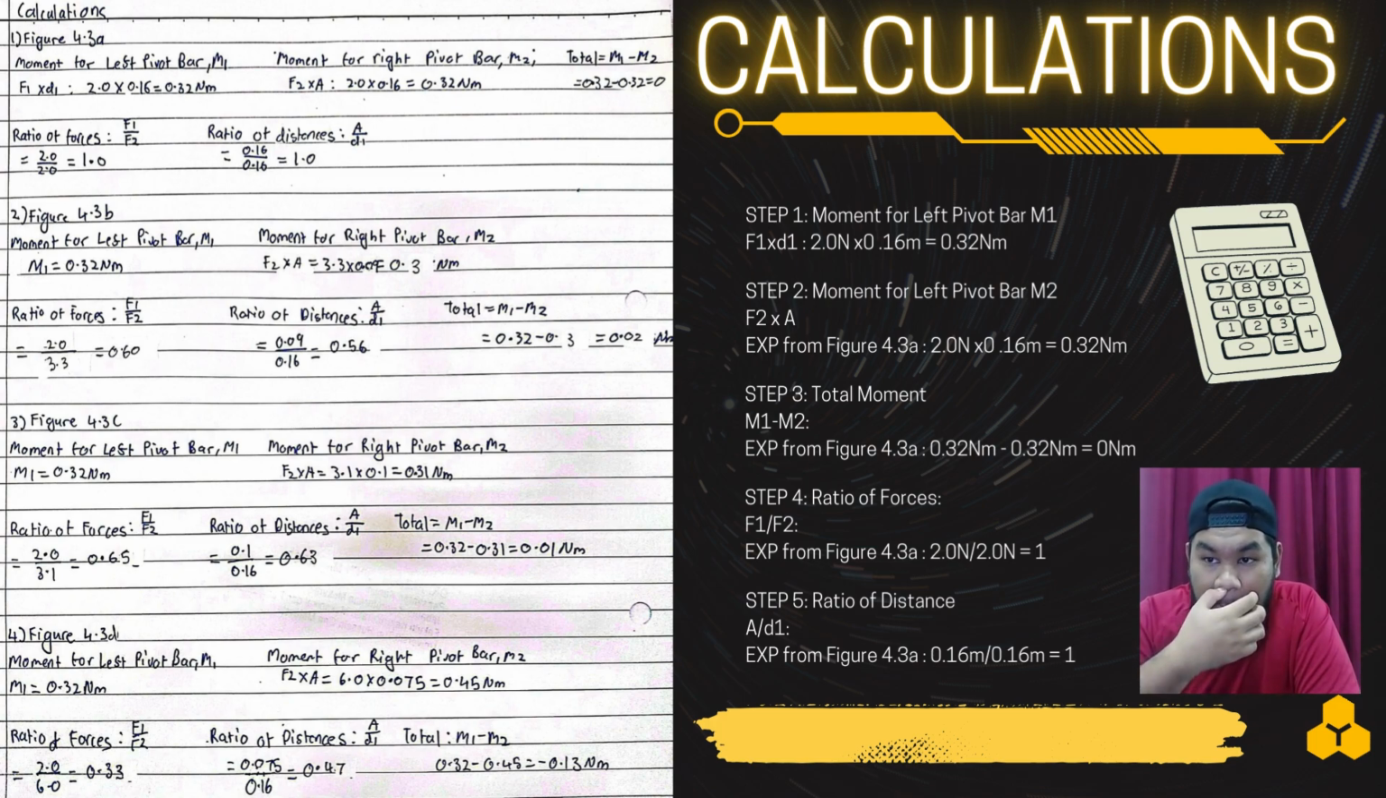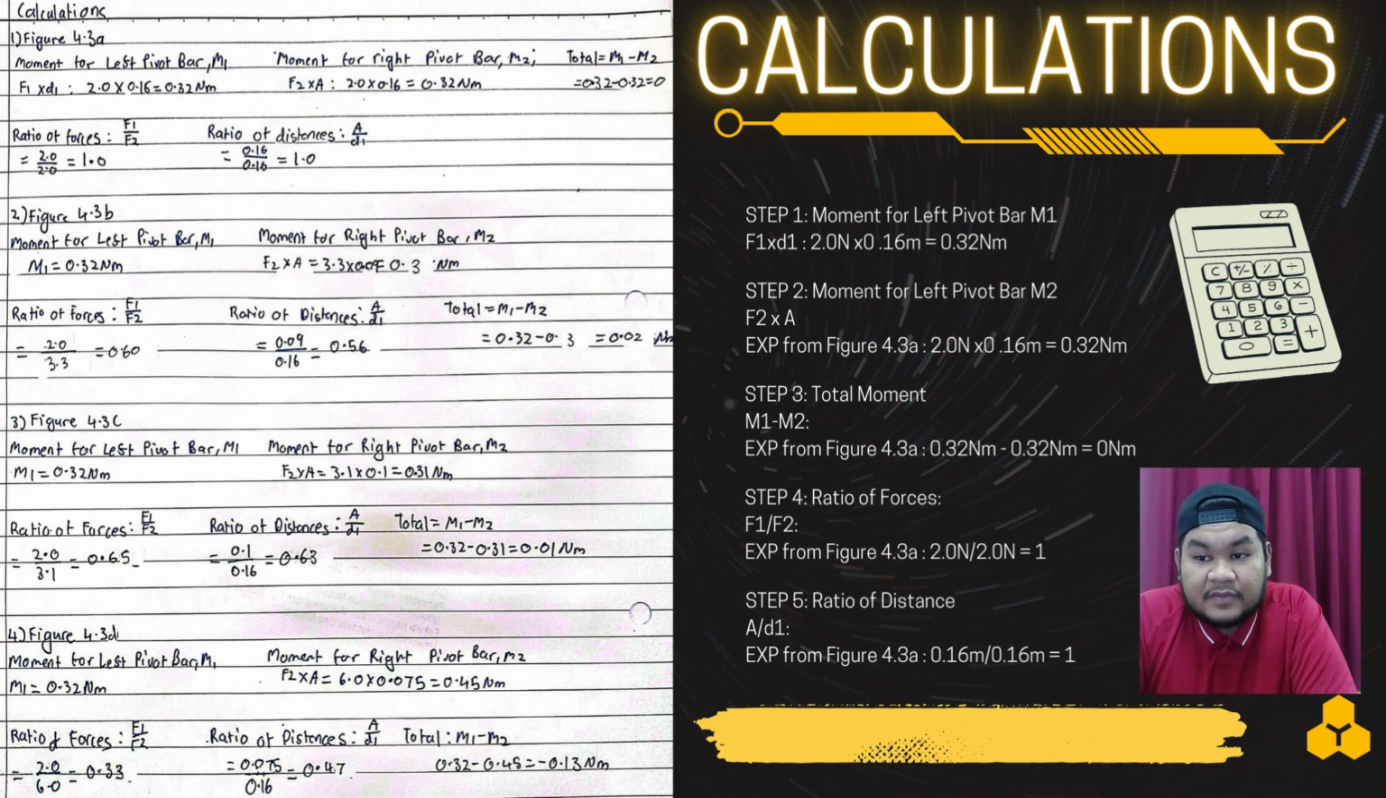The third step is the total moment, which is M1 minus M2. The example from figure 4.3a is 0.32 minus 0.32 newton meters, which equals 0 newton meters. The fourth step is to find the ratio of forces using the formula F1 over F2. The example from 4.3a is 2 newtons over 2 newtons, which equals 1.